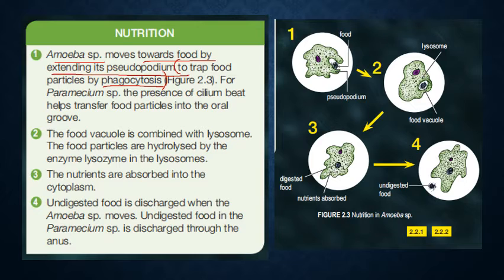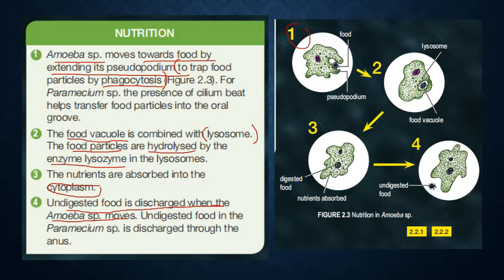Then it will form a food vacuole. The food vacuole will combine with lysosome. The lysosome has an enzyme we call lysozyme, which hydrolyzes, or breaks down, the food particles. When the food particles are already broken down, the nutrients are absorbed into the cytoplasm. Undigested food is then discharged when the amoeba moves, leaving the waste product around.